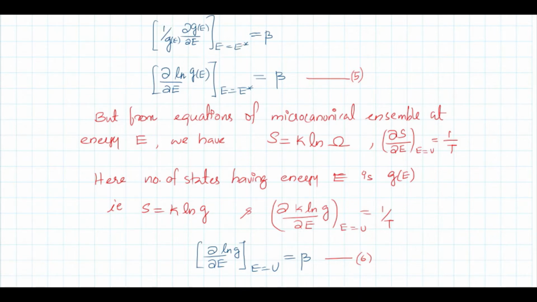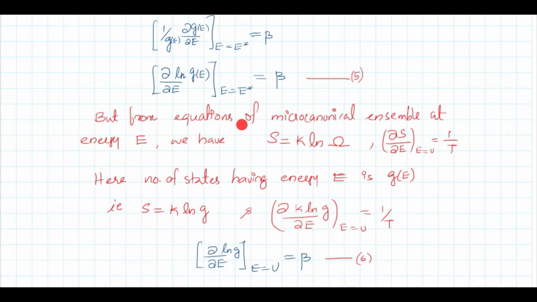I can write this as ∂/∂E of log G, because the derivative of log x is 1/x. So the derivative of log G of E is 1/G times ∂G/∂E. That is this thing. So I can write this as ∂/∂E of log G evaluated at E equal to E star, equal to beta. Call this equation 5.